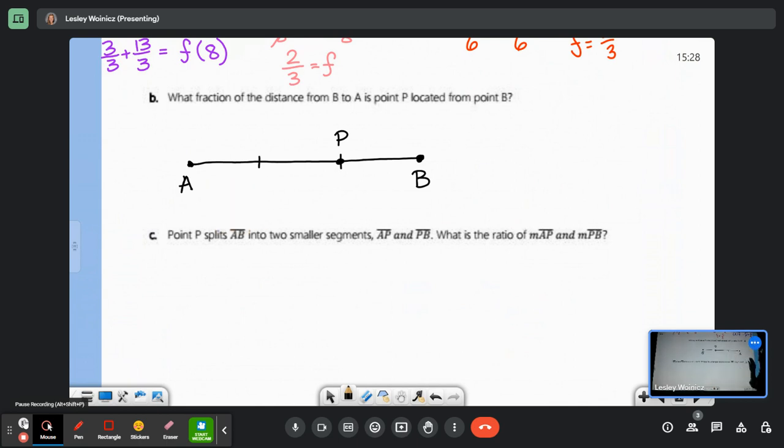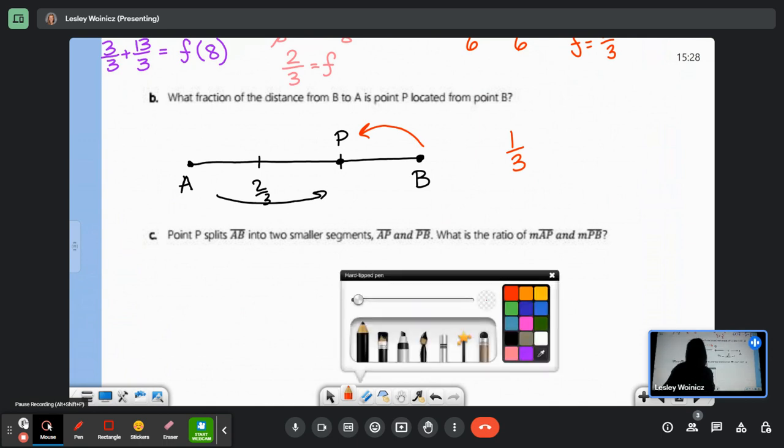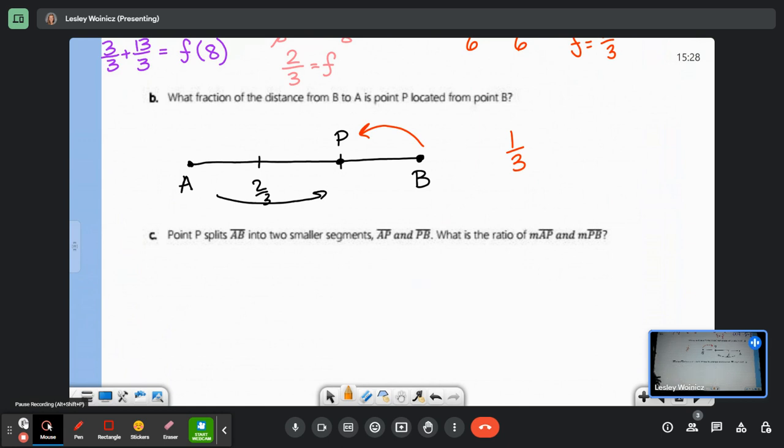Yeah. Okay. So it's saying, what fraction of the distance from B to A? So from A to B, it was 2/3. But if I go the other way and I go from B to A, what is it? 1/3. So that was really confusing until we had a picture. One of the most powerful and sophisticated tools you have in your mathematical toolkit is just to draw a picture. All right, point P splits A and B into two smaller segments, AP and PB.